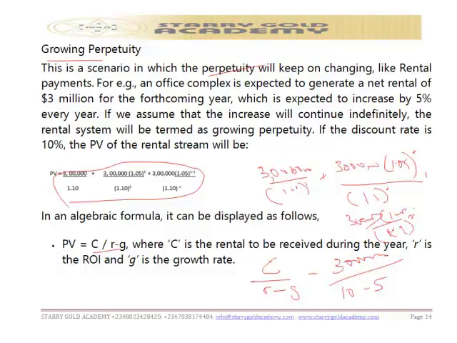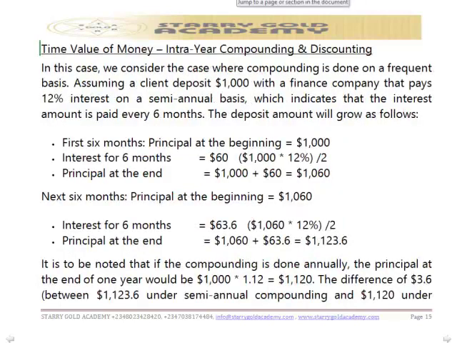And the last part we want to look at is time value of money for intra-year compounding and discounting. In this case, we consider the case where compounding is done on a more frequent basis. What we have been doing before is annual. What if it's semi-annual, or monthly? That's intra-year compounding or discounting.